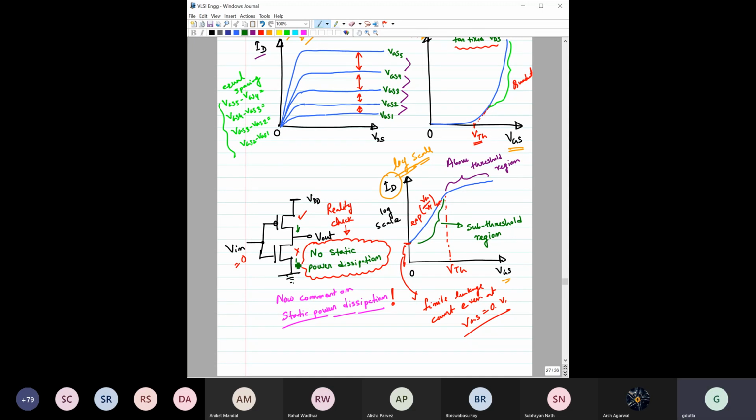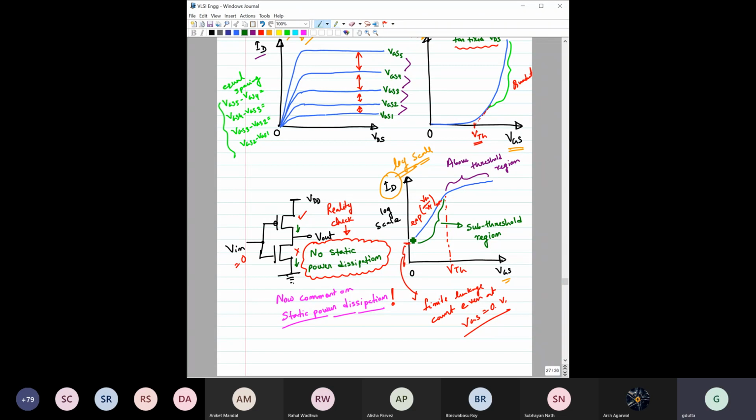So that way earlier we have mentioned there is no static power dissipation, but you remember I always put a star on top of that. So that was the reason. Is it really true that there is no static power dissipation in a CMOS inverter? The answer is no. There is static power dissipation even in CMOS because of this leakage current, right?